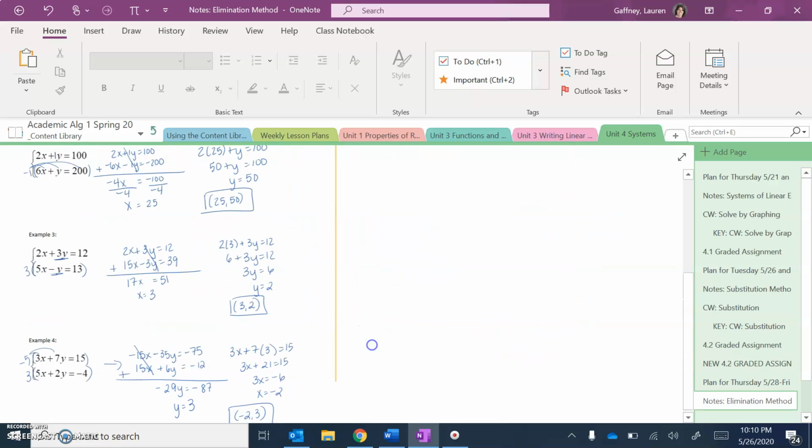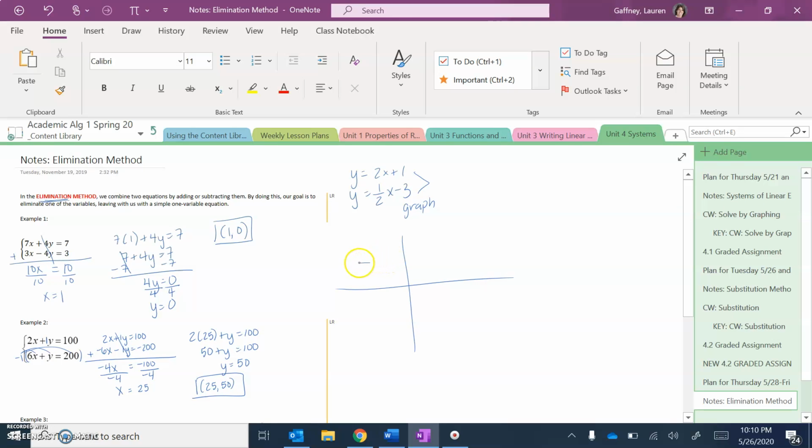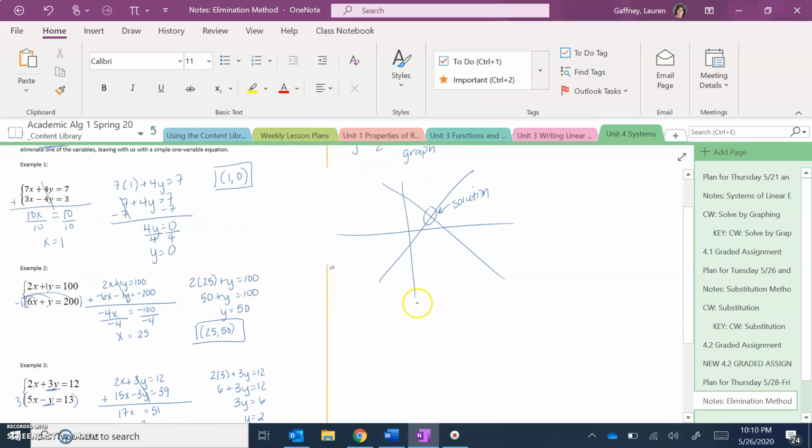Now, real quick, we've done graphing, and what we noticed is, in a total random example here, if I have a line that goes like this and a line that goes like this, the point where they intersect, that's the solution. Okay? And when I did graphing, I think I did one example where they were parallel lines with a different y-intercept. Those had no solution.